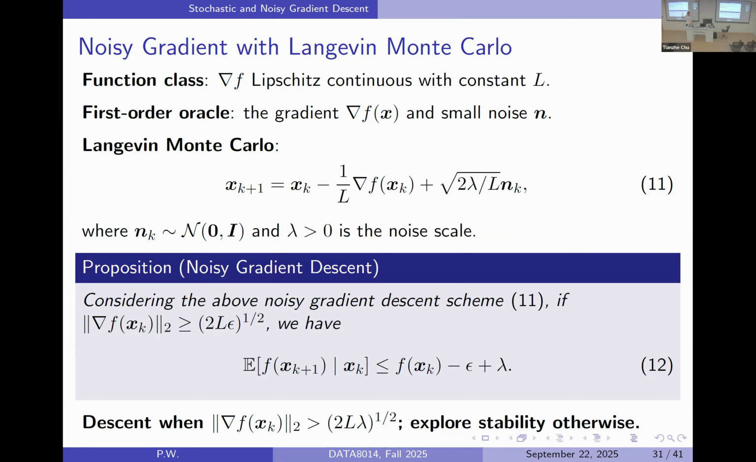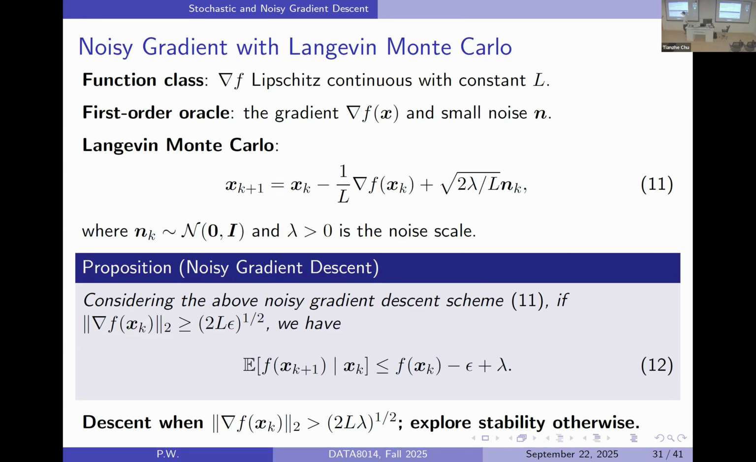Note that this noisy gradient descent is different from stochastic gradient descent. You can see the update here: if you don't consider this noise part, it is essentially gradient descent. But after taking this gradient descent step, you add a noise term. This n_k is usually sampled from a Gaussian distribution, where the mean is zero and the covariance is identity. And this lambda controls the noise scaling. It's very straightforward, right? The noisy gradient descent.